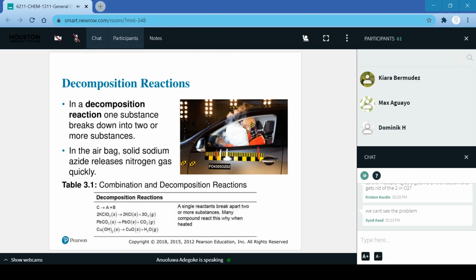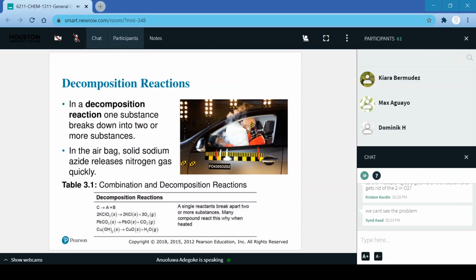So decomposition reaction typically involves 1 reactant breaking down into products. An example of this is used in airbags, whereby sodium azide releases nitrogen gas quickly. So sodium azide, NaN3, is used in airbags. Whenever someone gets in a crash, the airbag just releases the nitrogen gas. The nitrogen gas is what fuels the airbag, not oxygen gas, because oxygen gas is very reactive. So they rather use nitrogen gas to fuel the airbag whenever a crash happens.